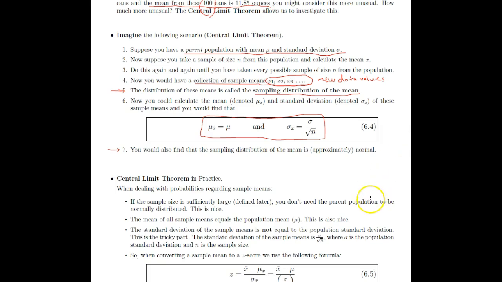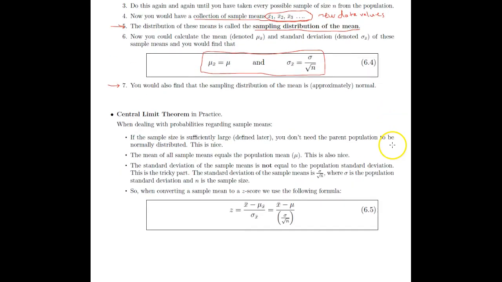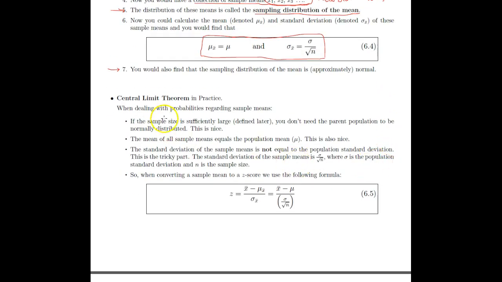I'm sure that's going to come later in the notes. I don't recall off the top of my head. So in practice, if the sample size is sufficiently large, which turns out to be n greater than or equal to 30, you don't need the parent population to be necessarily normally distributed. But it is nice. Or actually, this fact is nice.